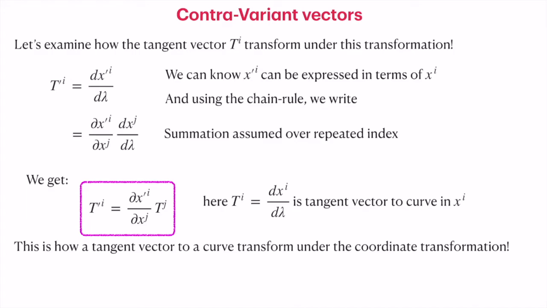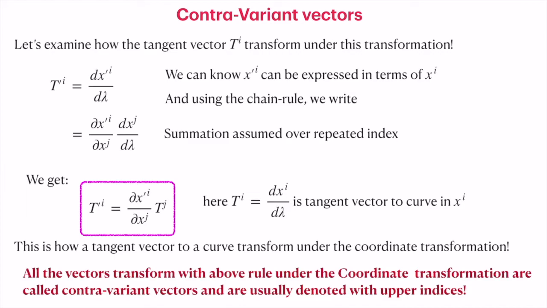In addition to that, we find that many of the vectors which behave like a tangent vector to a curve transform using the same rule. All such vectors which transform with this rule under coordinate transformations are called contravariant vectors, or tangent-like vectors. They are usually denoted by an upper index. That means t prime i has an upper index. So a contravariant vector is defined by how it transforms under a coordinate change, that is, dx prime i by dx j into t j. This is how a contravariant vector transforms.